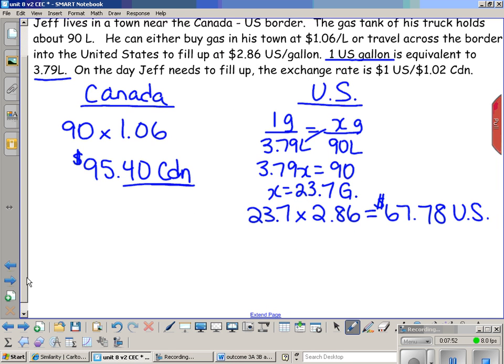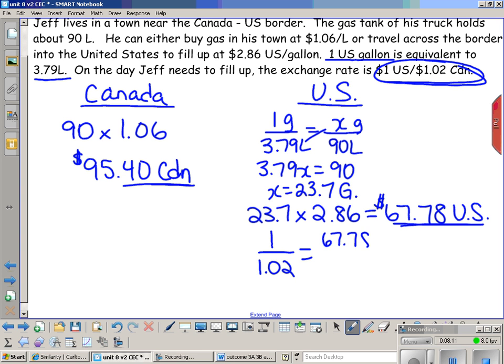Because it was $2.86 US. So now what we have to do is convert to the same money. So if we want to convert this back to Canadian, we know that 1 US dollar is equal to $1.02 Canadian. That comes from right here. He has $67.78 US. How many Canadian dollars is that? We're multiplying those values together. It is going to cost him $69.14 Canadian if he goes into the States.